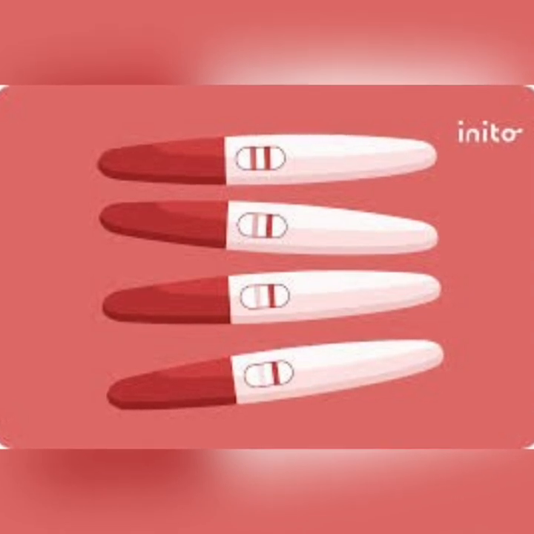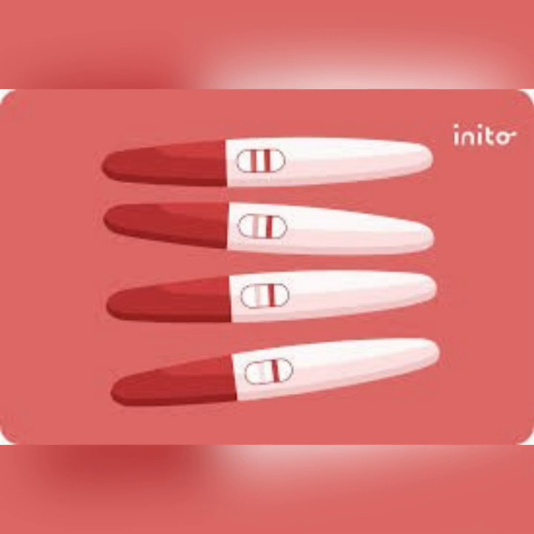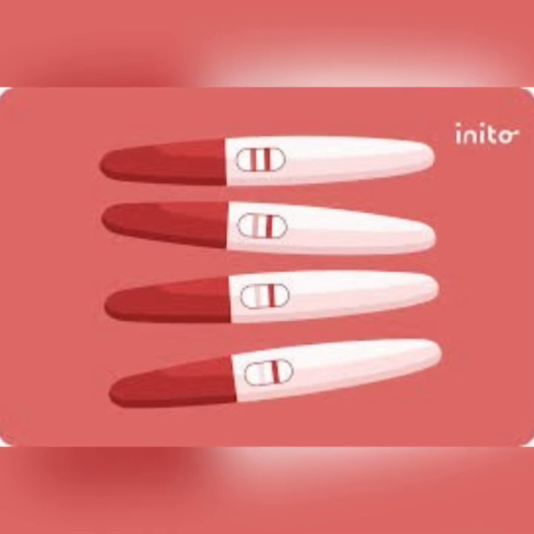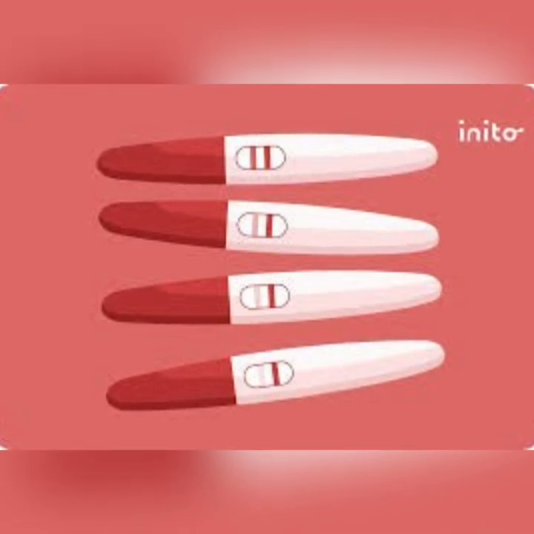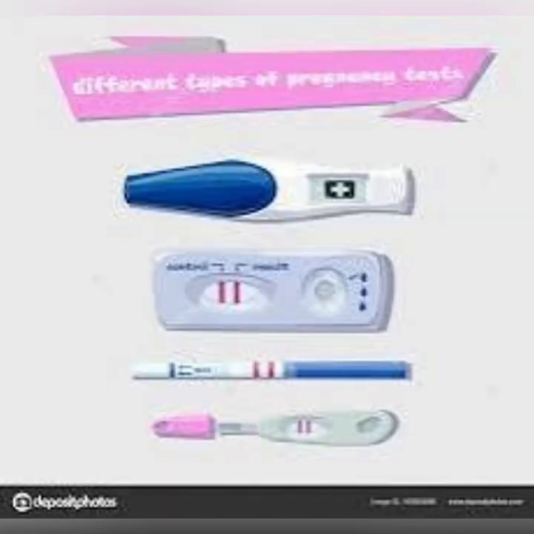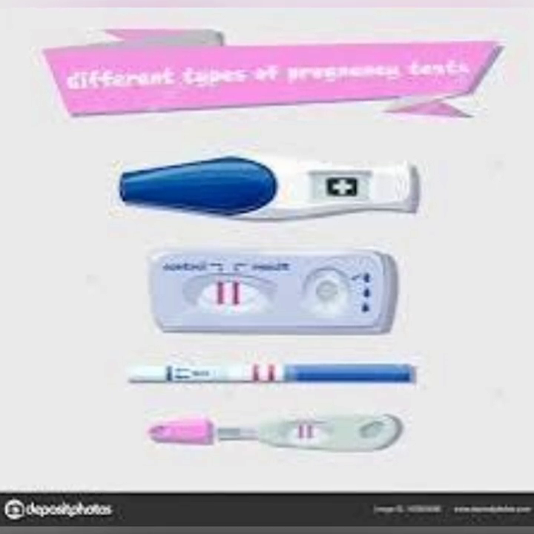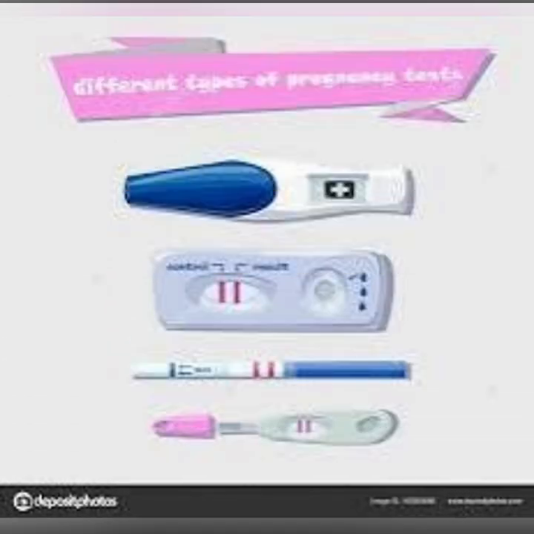How soon can I take a home pregnancy test? It is recommended that you wait until you have a missed period to take a home pregnancy test. A missed period is often one of the first signs of pregnancy. If you cannot wait that long to find out and you know the day you may have conceived, then the earliest you can take the test is within 14 days.